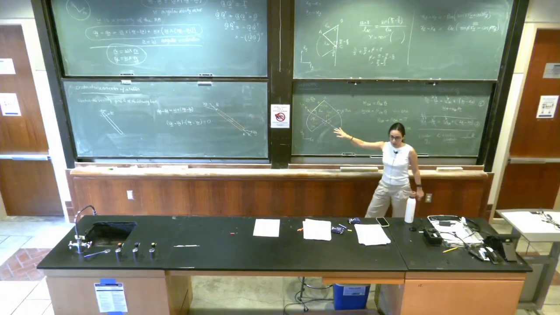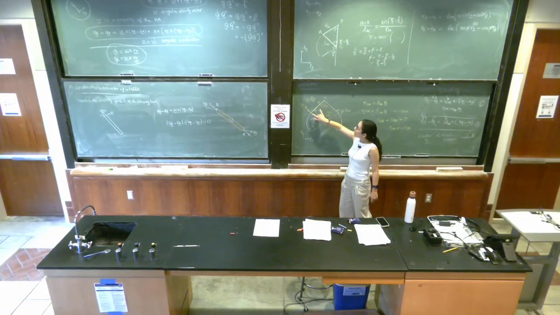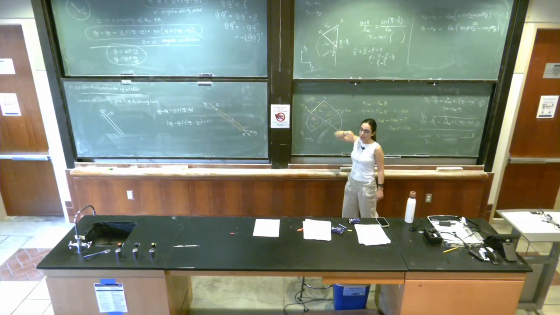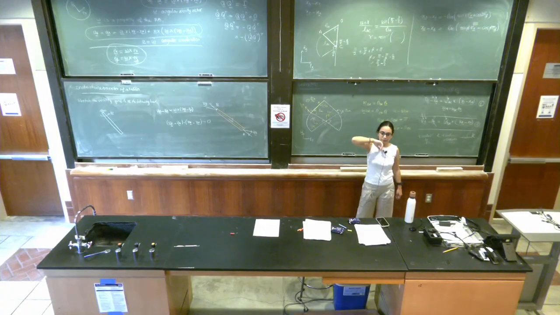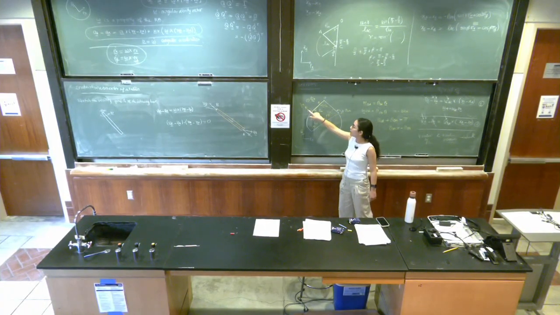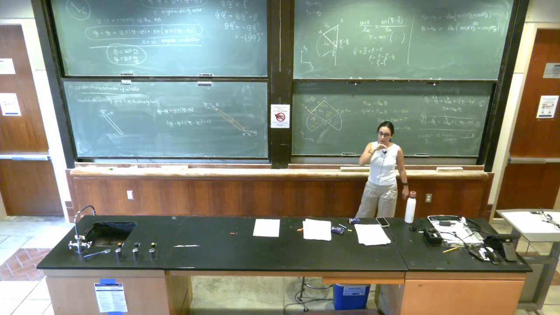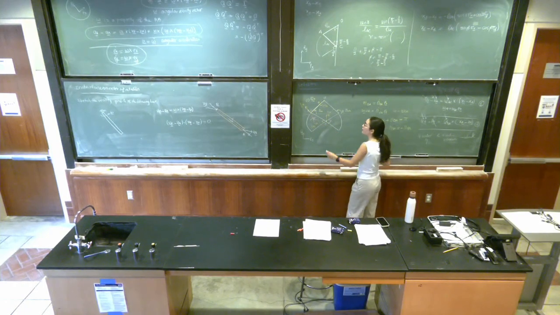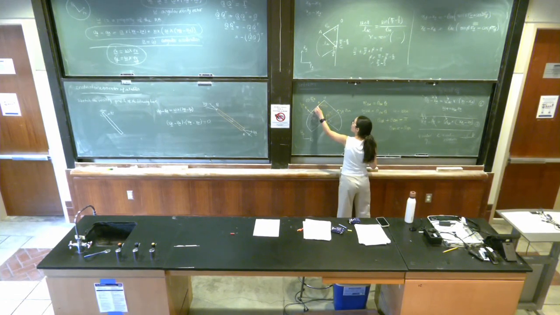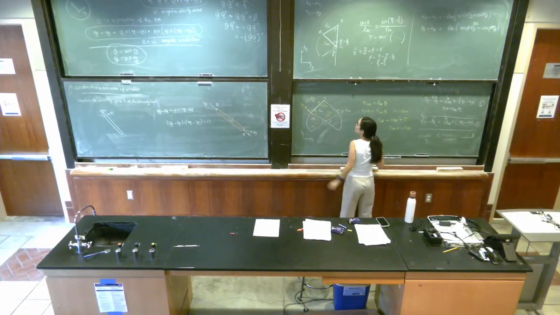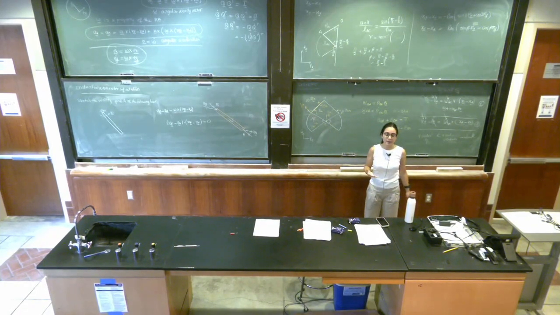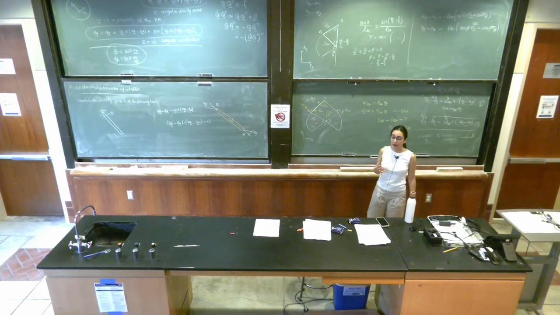Going back to this figure, this bar OA is rotating about the fixed point O, right? If I wanted to find the velocity of a point that's midway between O and A, what would its direction be? Same as VA, which is perpendicular to the bar. Why?